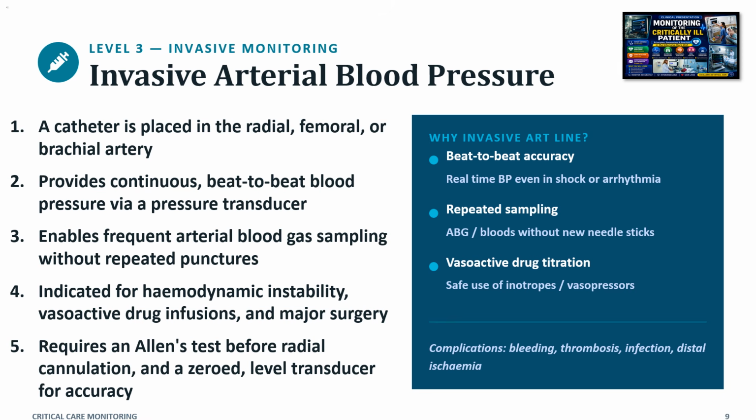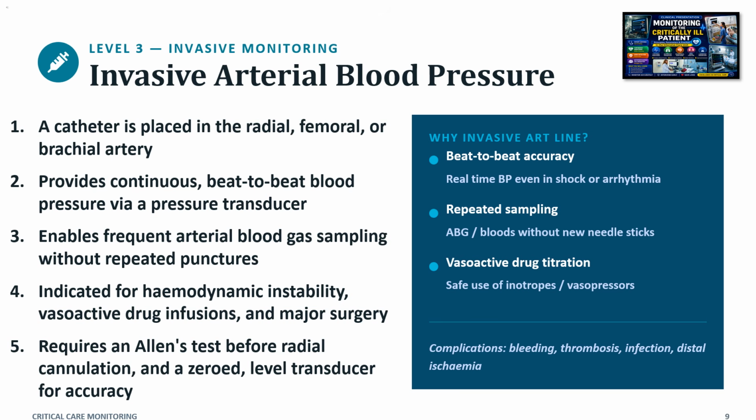3. Enables frequent arterial blood gas sampling without repeated punctures. This allows repeated ABG and blood sampling without new needle sticks. 4. Indicated for hemodynamic instability, vasoactive drug infusions, and major surgery. This is needed for safe titration of inotropes and vasopressors. 5. Requires an Allen's test before radial cannulation, and a zeroed, level transducer for accuracy. This ensures adequate collateral circulation and correct pressure readings.